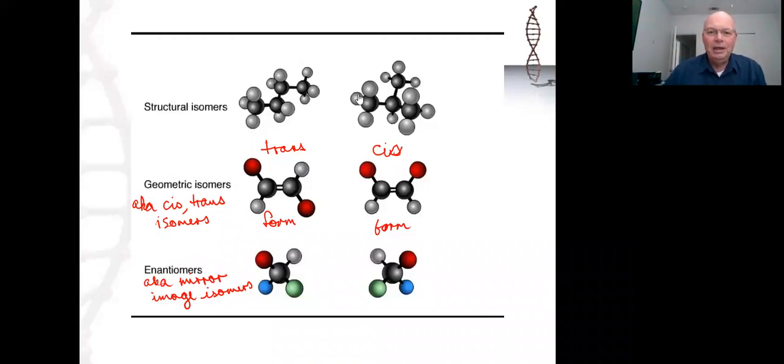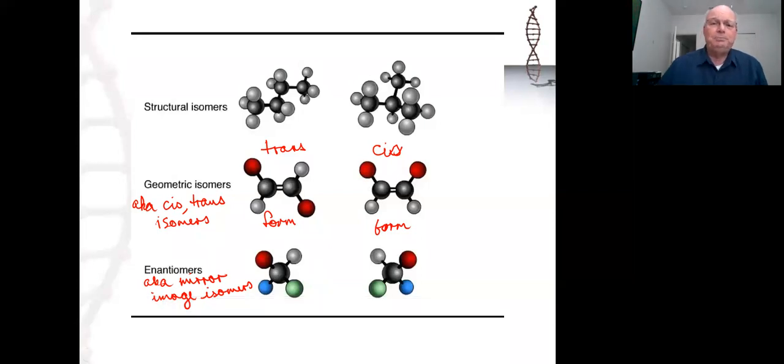Structural isomers, and glucose and fructose are structural isomers. Geometric isomers, which we'll encounter when we talk about the fats. And enantiomers, or mirror image isomers, which we're going to see when we talk about proteins. But we could talk about enantiomers with some of the other molecules as well. But when we talk about proteins particularly, we'll be able to talk about enantiomers in a little bit more detail, because it's really obvious where that comes into play there.